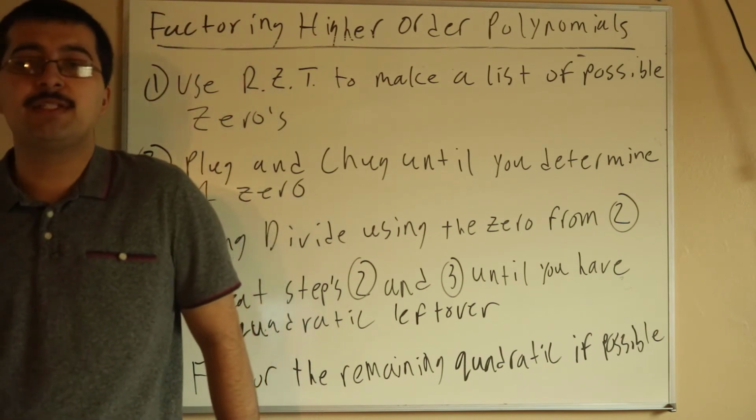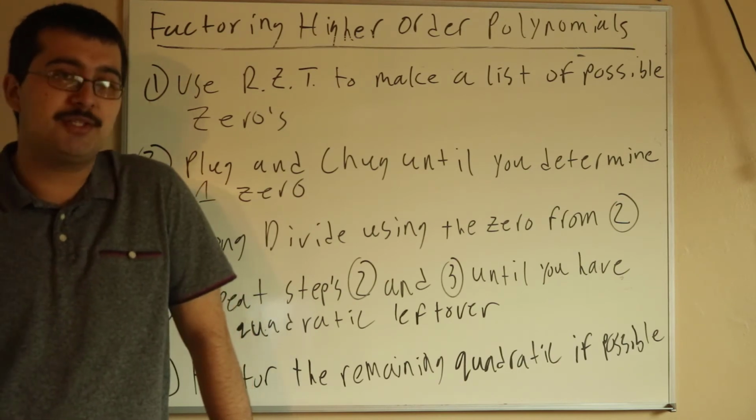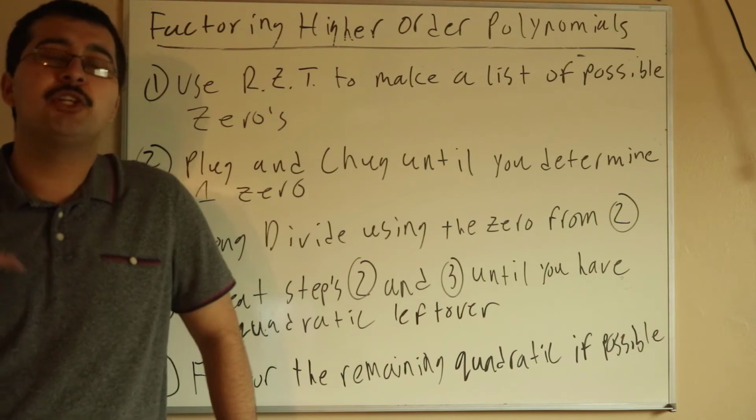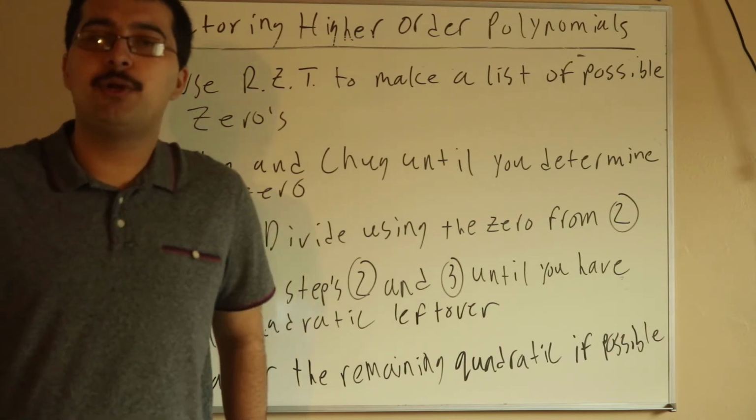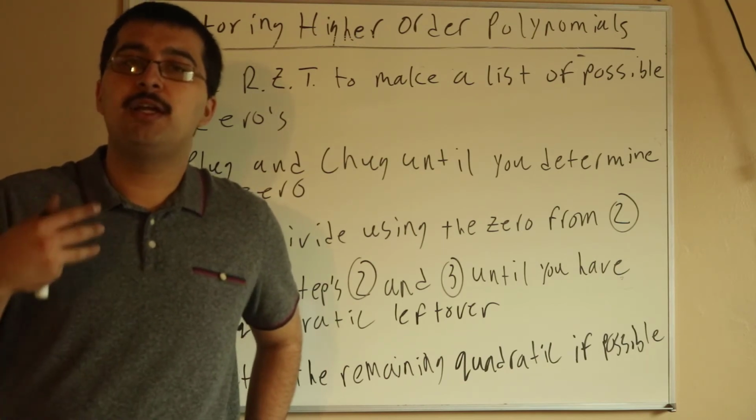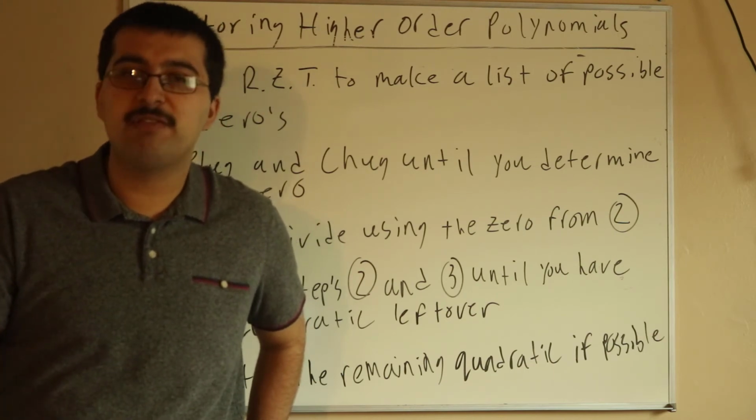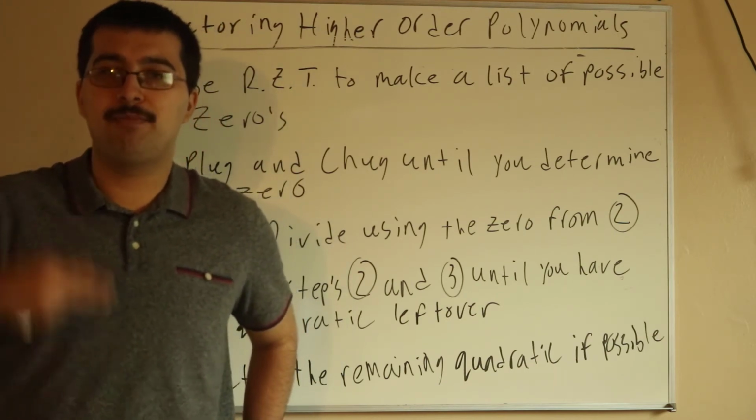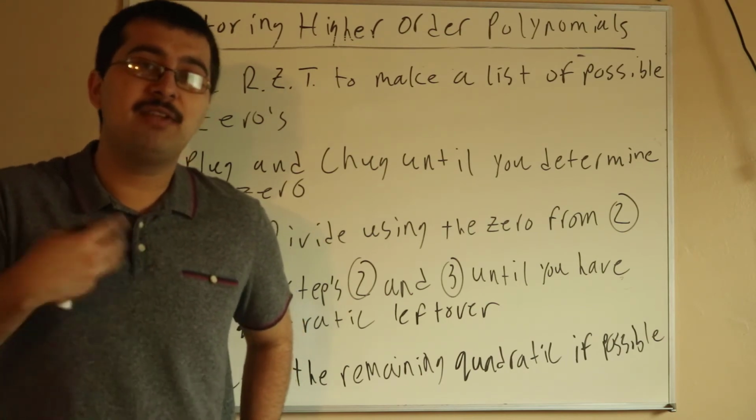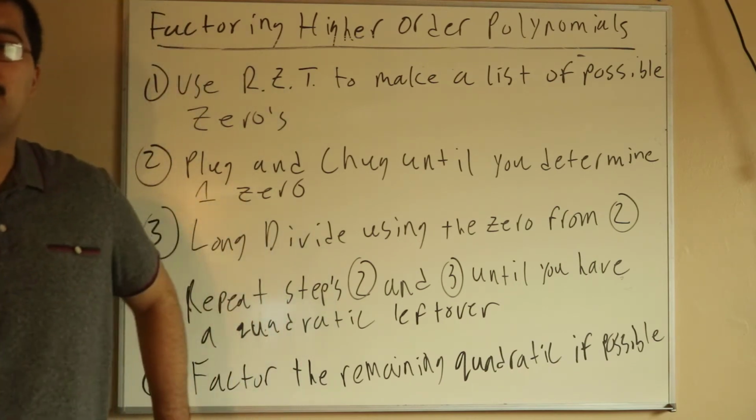That looping sequence is that you're going to plug and chug through your list until you determine one zero. Once you have that zero, you have a factor. Once you have that factor, you can long divide. After you do your long division, you're going to ask yourself, is what I have left over a quadratic? If no, go back to your list, find another zero, do long division again, ask yourself the same question. Keep on repeating that until you get to the point in which what you have left over is a quadratic. Great. At that point, you stop the looping sequence.